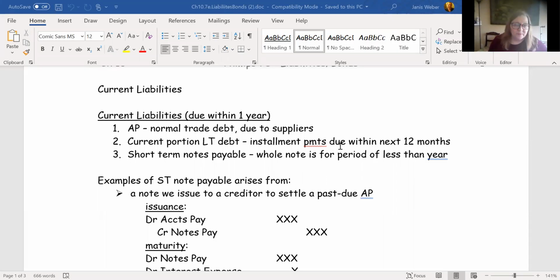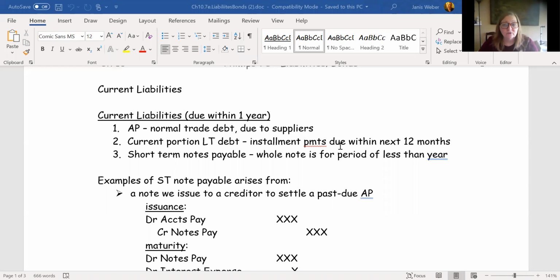Okay, so we're going to pick up the liabilities chapter. I'm going to cover some of the topics that are important about liabilities. There's really not very much coverage about short-term liabilities in this chapter. It's mostly about the long-term liabilities, specifically bonds, but I just need to talk to you just a little bit about current liabilities first.